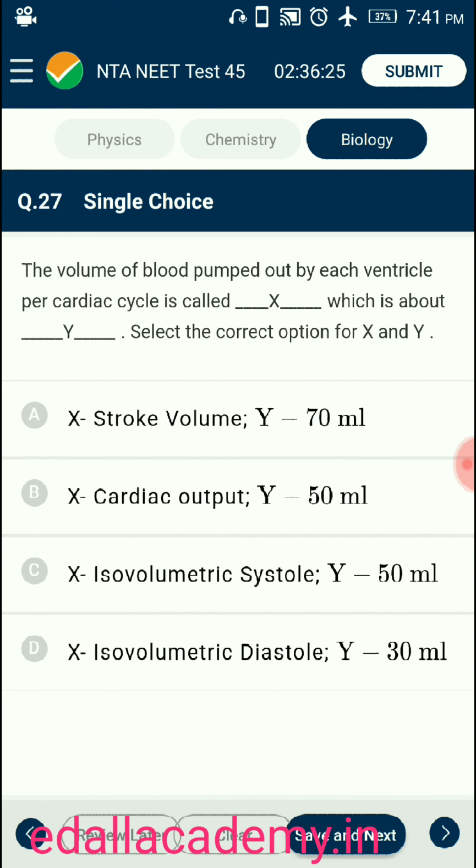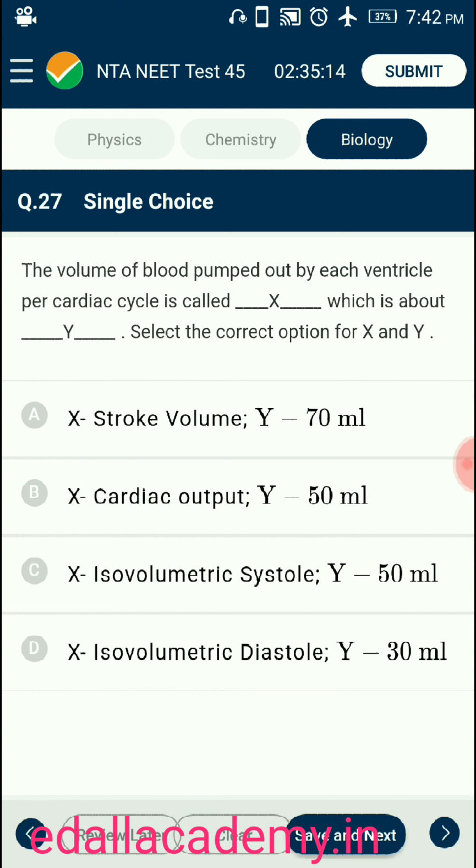Question number 27. The volume of blood pumped out by each ventricle per cardiac cycle is called dash, which is about dash. Select the correct option X and Y. The volume of blood pumped from the left ventricle into the systemic aorta in 1 minute is called the cardiac output. It is also called minute volume. It is calculated as the product of stroke volume, that is the amount of blood pumped by the left ventricle each time it contracts, and the rate of heartbeat.